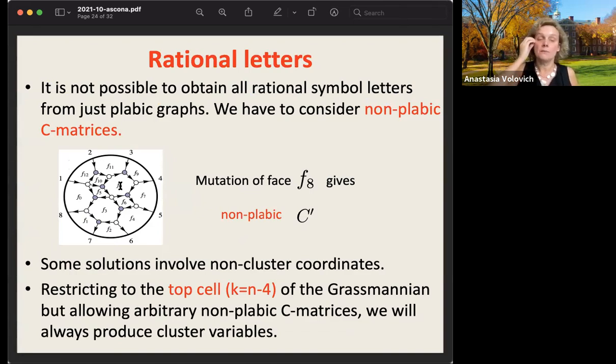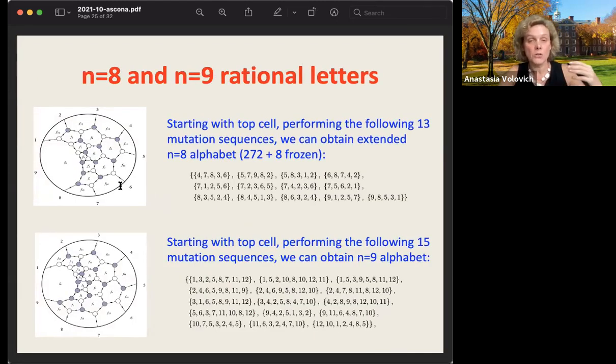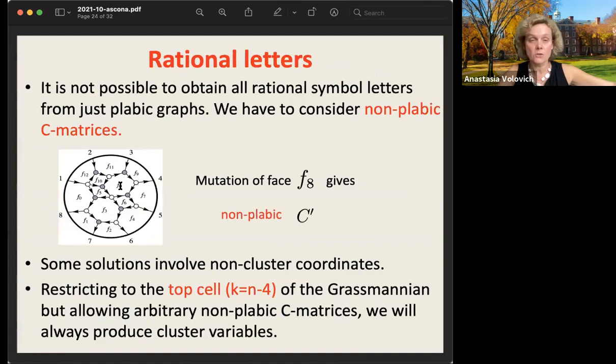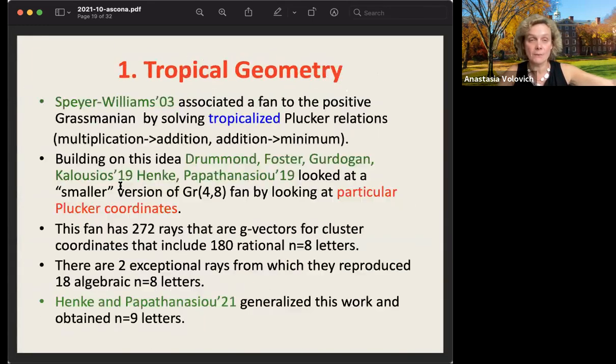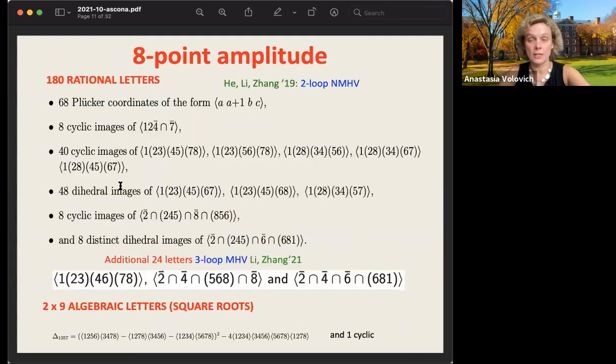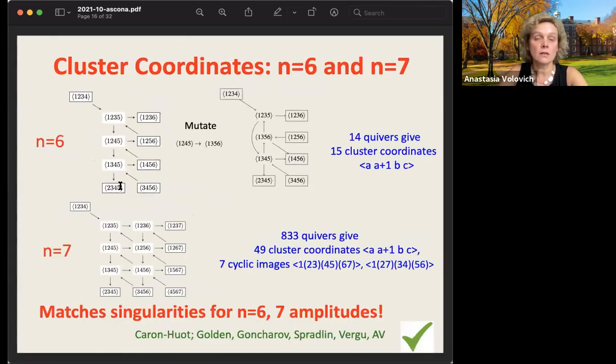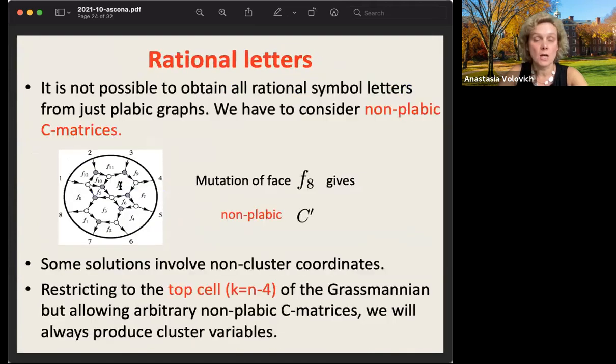So in particular, we proved that restricting to certain top cells, so this C has K and N in it. When K is N minus 4, you look at particular graphs, you can start with that top cell, perform the sequence of mutations, and exactly get the alphabet rational letters for 8 and 9 points. So this mathematical construction of Plabic graphs precisely reproduces these two lists. Okay, so there are lots of questions, of course, that remain.